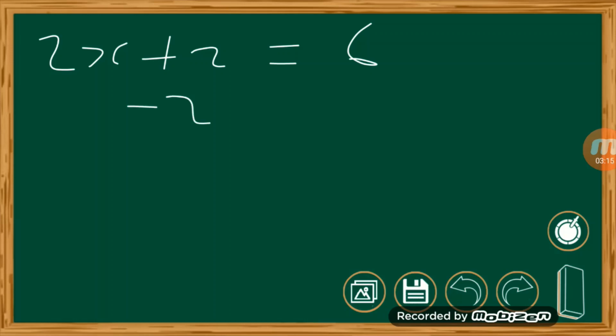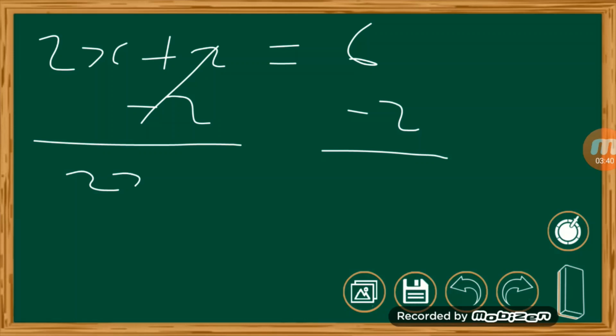So let's say we have 2x plus 2 equal 6, right? What's going to be the value of x in this case? What we're going to do, we want x by itself, so we're going to subtract 2 from both sides. So if we subtract 2 from this side, we're left with 2x equal to 6 minus 2, that's going to give us 4.